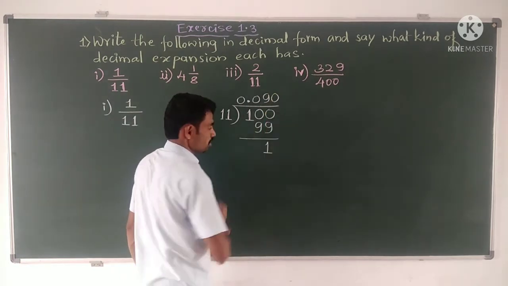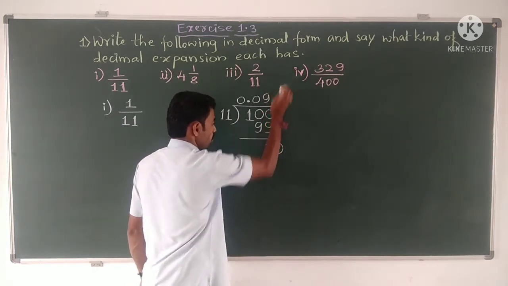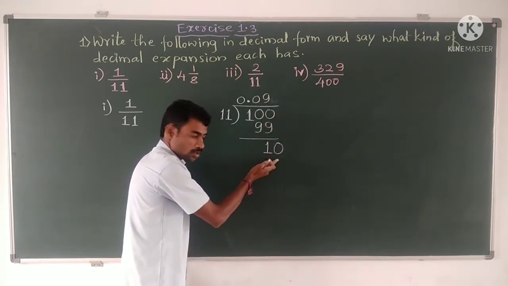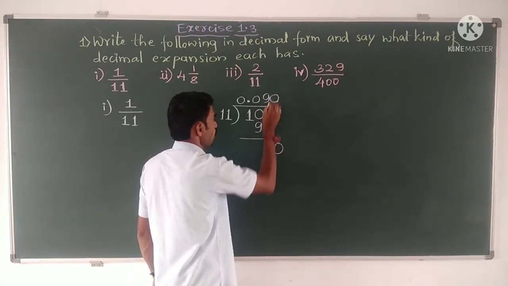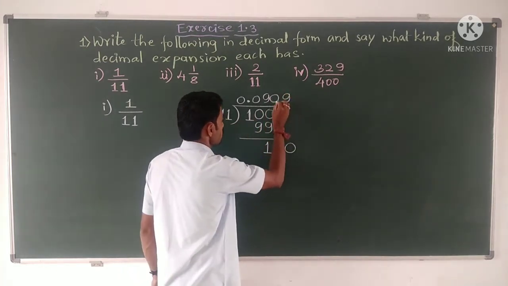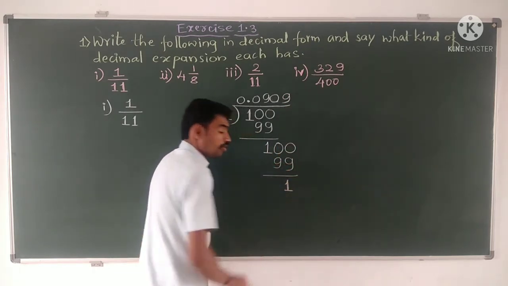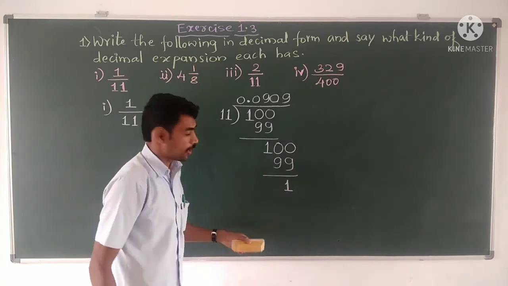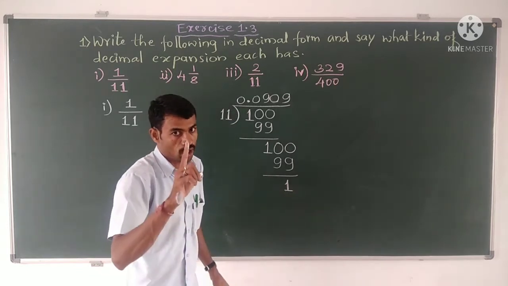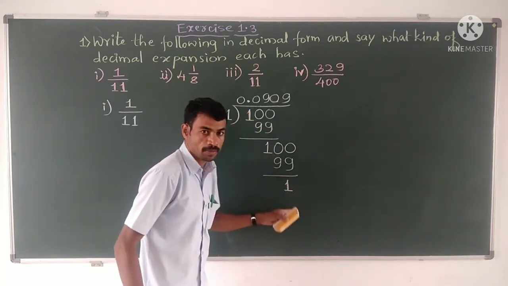Then put 0 here. So next what should we take? 0 first. Then 10 is not divisible, so 10 is smaller than 11. Again we take 0 here, and 100 it becomes. So 11 nines are again 99. The remainder we obtain is 1 only. For each and every step of division, the remainder we obtain is 1. So this process will not end.